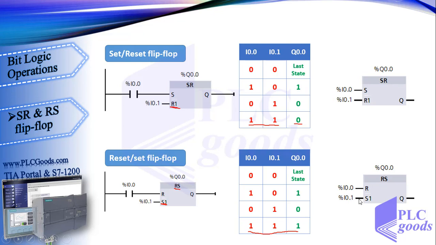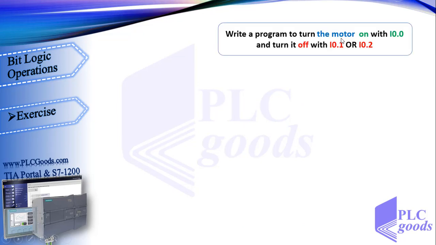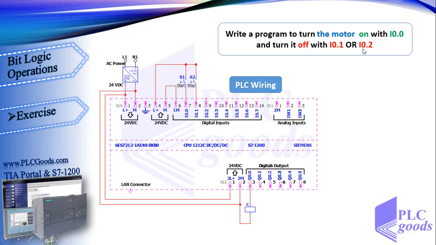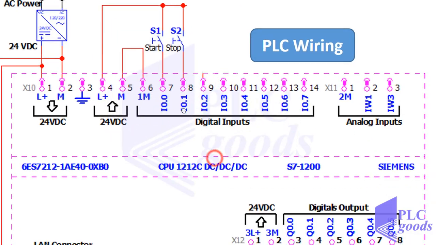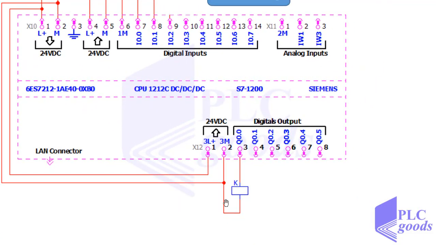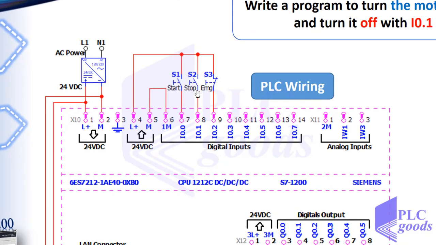Now let's do a simple project. Well, let's write a program to turn the motor on with I0.0 and turn it off with I0.1 or I0.2. With this PLC wiring, we have done a project to turn on or off a motor. Now here is an emergency push button which is normally closed. So when the stop or emergency push buttons are pressed, the motor must be turned off.